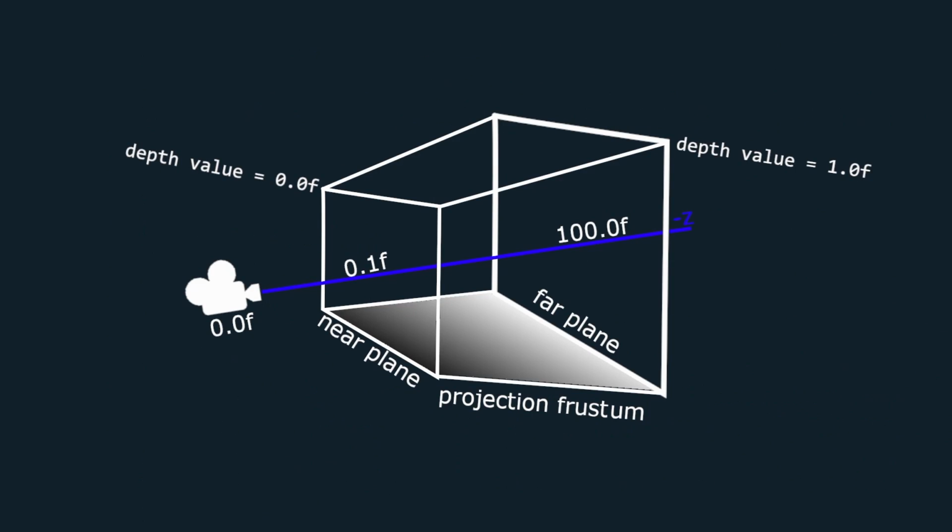Now, what this buffer basically does is that it stores depth values that represent how far away from the near plane of the projection matrix a certain fragment is. A depth value of 0 meaning that it's right on the near plane, and of 1 meaning that it's on the far plane. Using this depth information, we can assess which object should be in front of which other object.